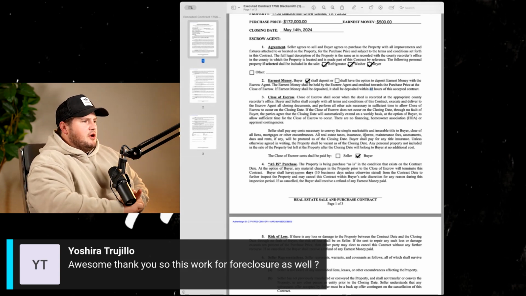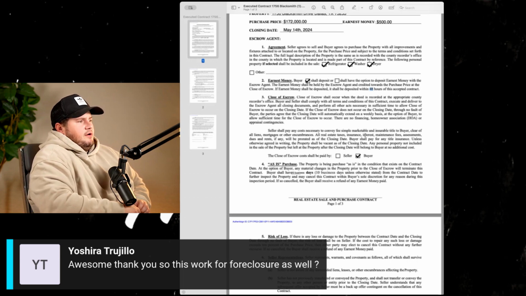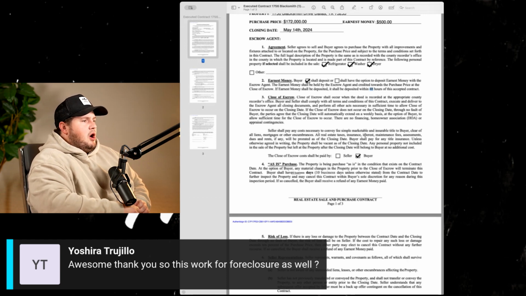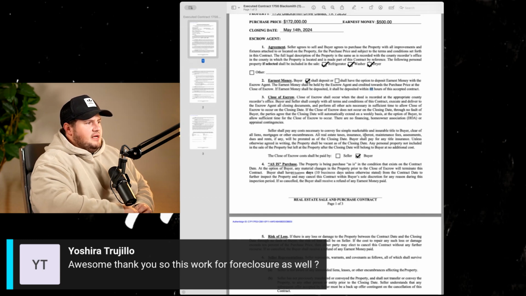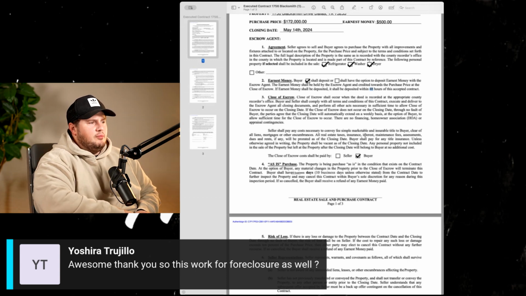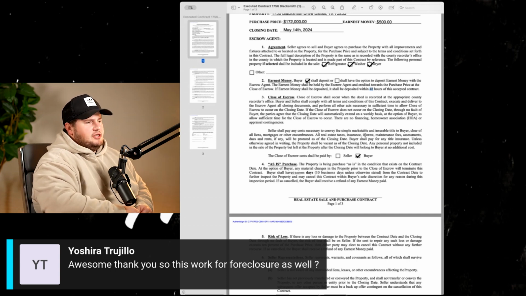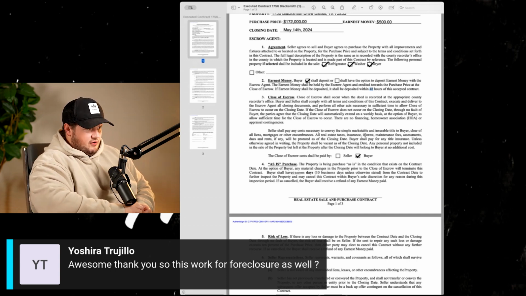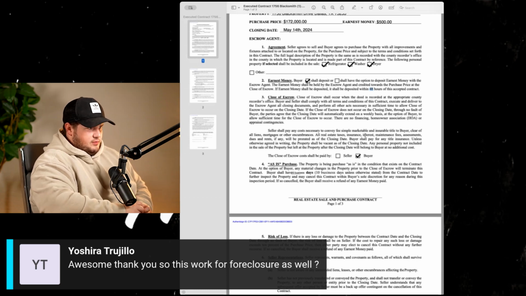Close of escrow shall occur when the deed is recorded at the appropriate county recorder's office, right? If close of escrow does not occur on closing date through no fault of the buyer, the parties agree that closing date will automatically extend on a weekly basis at the option of the buyer to allow sufficient time to close for the close of escrow. There are no financing, homeowners association, or appraisal contingencies, right? And likewise, seller shall pay any cost necessary to convey fee simple, marketable, and insurable title to buyer, clear of all liens, mortgages, and all other encumbrances.